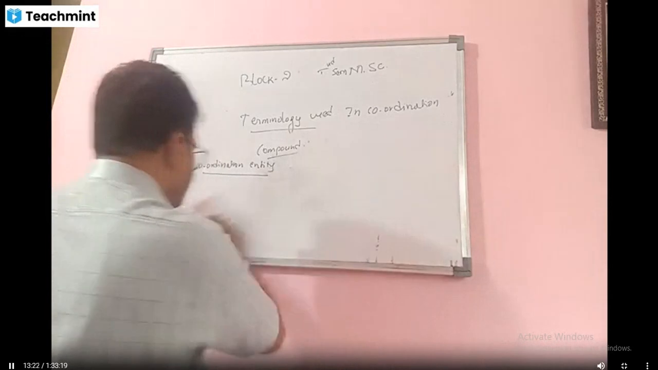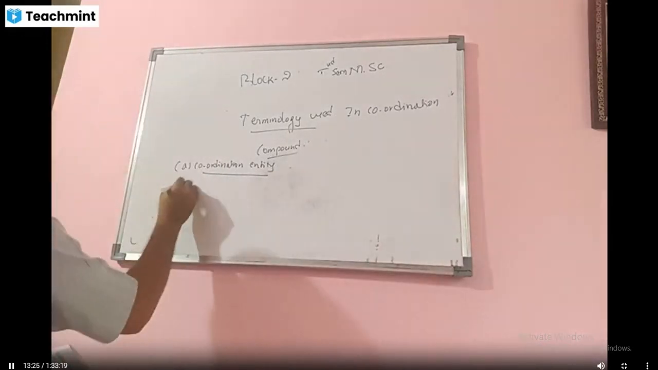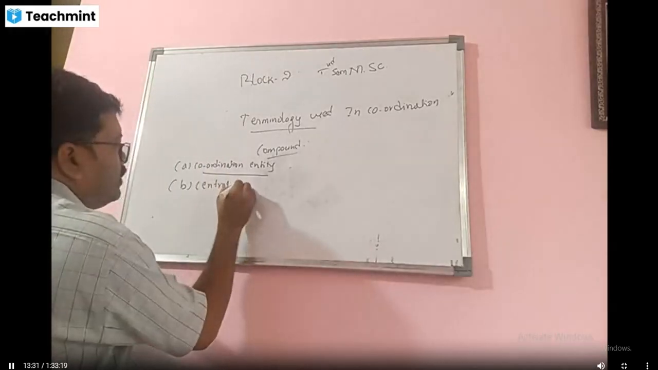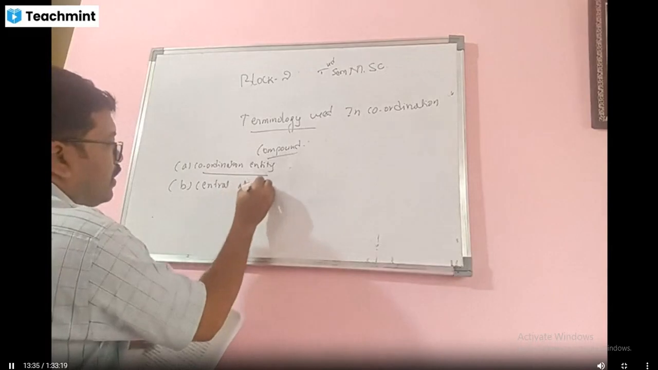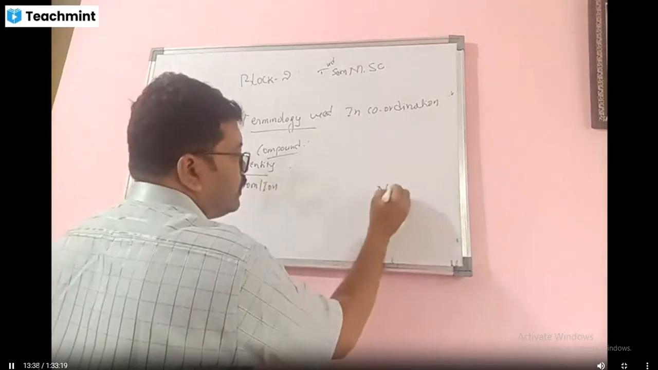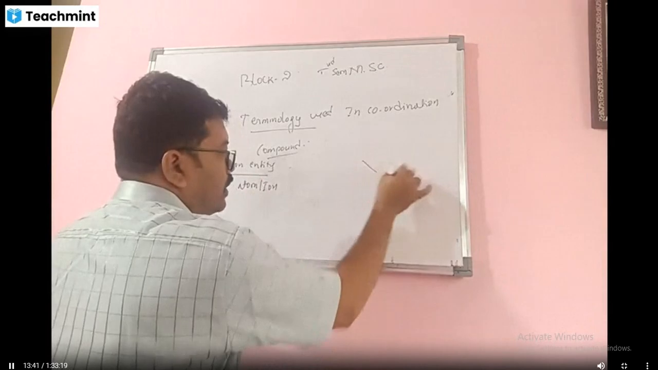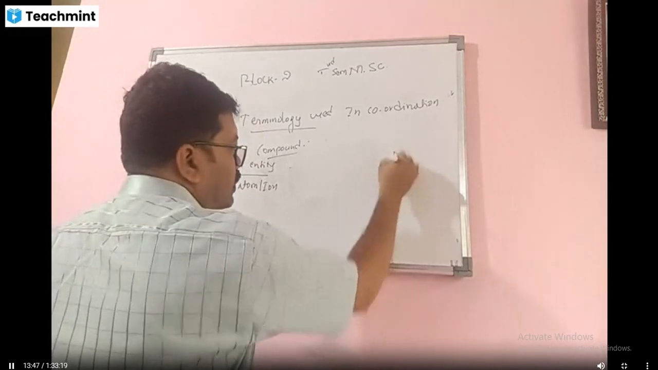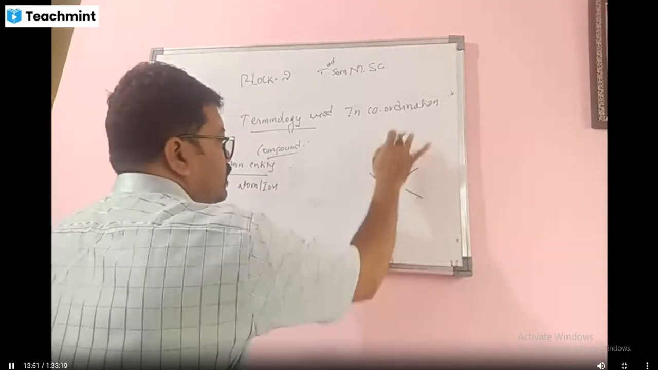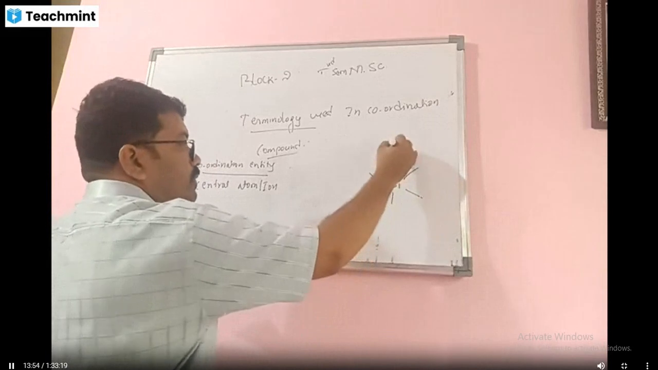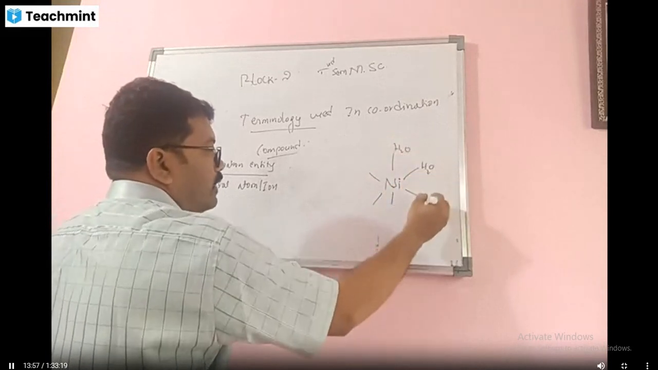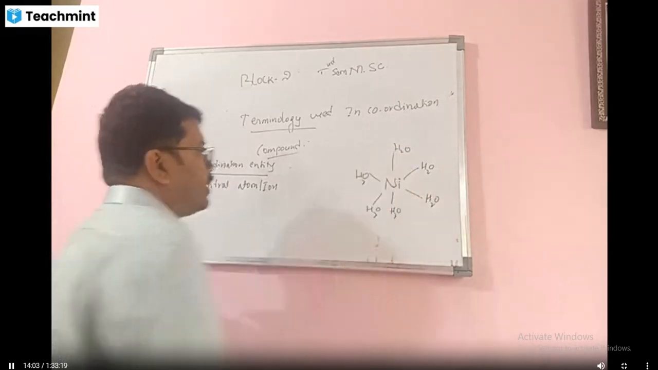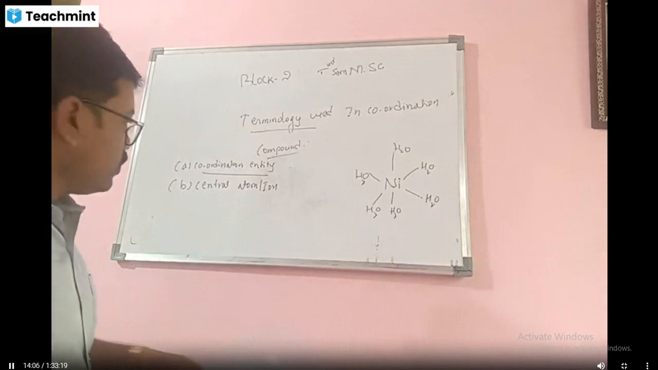The next one, central atom. This is very easy. The central atom means the atom surrounded by ligands. Terminology: central atom or ion. Any coordinated atom is surrounded by ligands. So I am taking an octahedral complex. This is a central atom, surrounded by ligands. This is the central atom. What is coordination number?